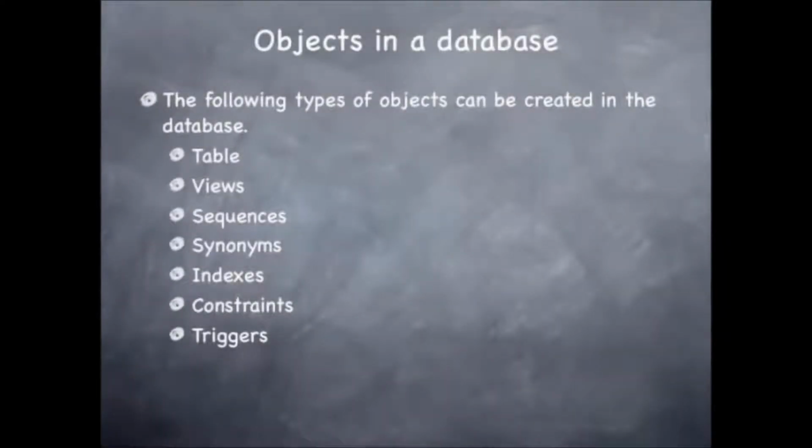Here we have a list of the other types of objects that can be created in a database in addition to a table. You can have views, sequences, synonyms, indexes, constraints, and triggers. Now, these objects that are listed are optional and may be created for specific purposes. For example, a view may be created to restrict the data in a table, an index may be created to access data in a table faster, a constraint can be created for greater accuracy and data integrity.